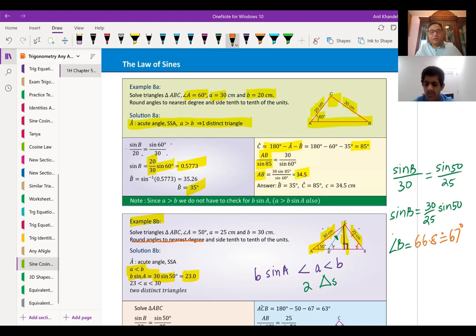67 degrees. And therefore, you can now find C also, right? So C will be 180 minus 67 minus 50, and that gives you 63 degrees. And now you can find AB. So write AB over sine C on top. But when you find side C, don't round. It was 66.81, so use 66.81 in your calculation so that your answer is more accurate. Then you round your answer.